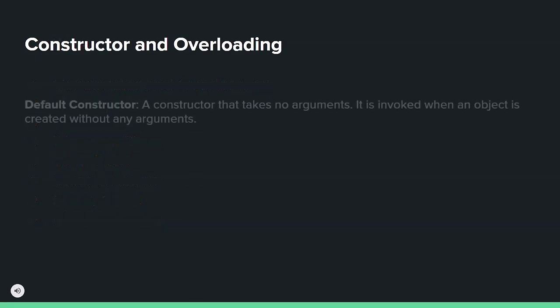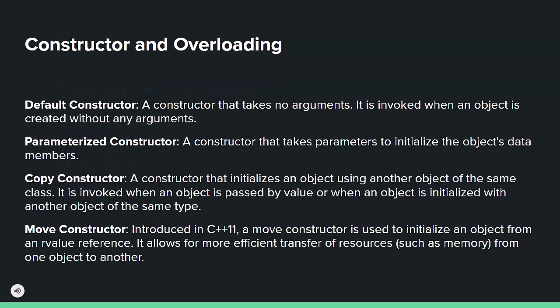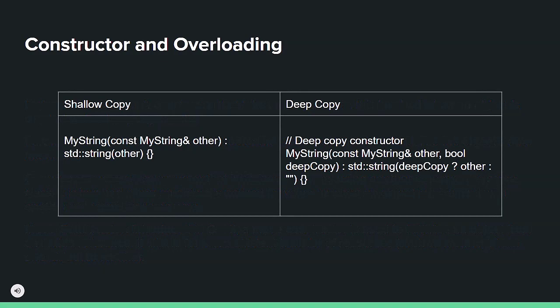Default constructor initializes without arguments. Parameterized constructor takes arguments. Copy constructor copies from same type. Move constructor efficiently transfers resources from an R value reference. They are also parameterized and move constructor.